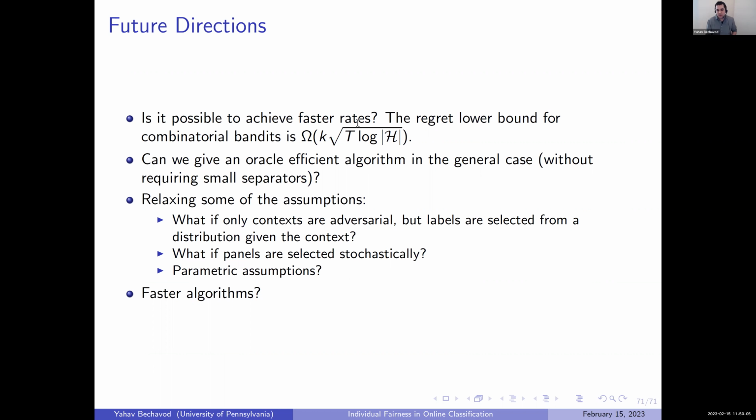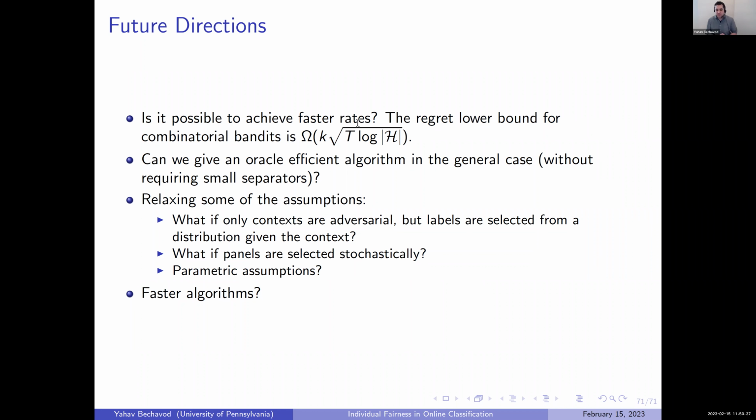And also, can we give Oracle efficient algorithms in the general case, without requiring small separators? I think one hope is that we use adversarial learning tools where our model, the panel, is not really adversarial. So maybe we can squeeze more juice and utilize some functions that are not currently utilized.